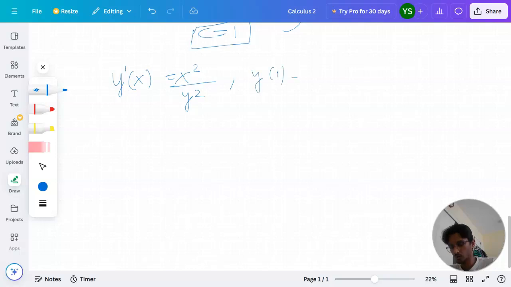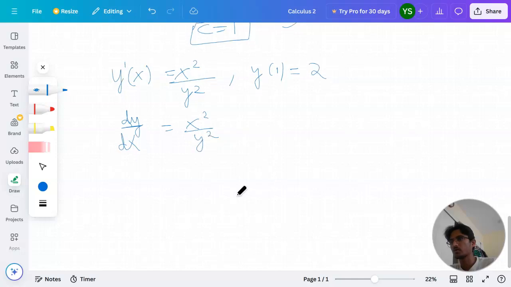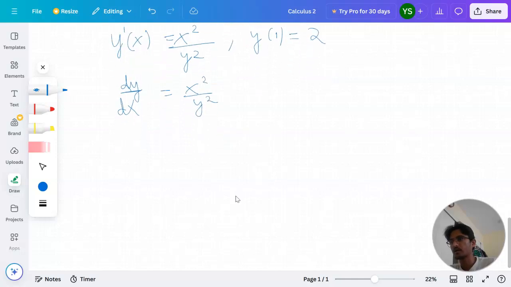Where y of 1 equals 2. Step number 1, I'm going to make sure I get that as dy over dx, equals x squared over y squared. Next step, I want to get the y's on both sides, so I kind of cross multiply.